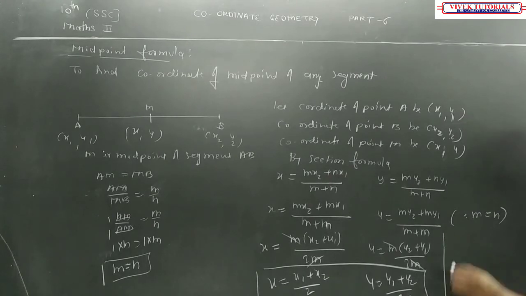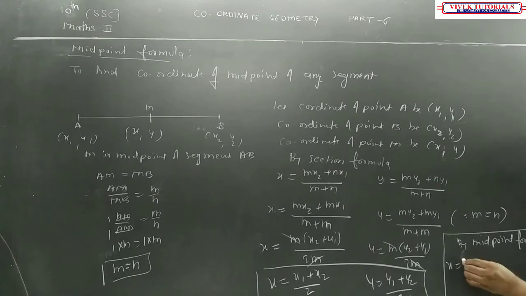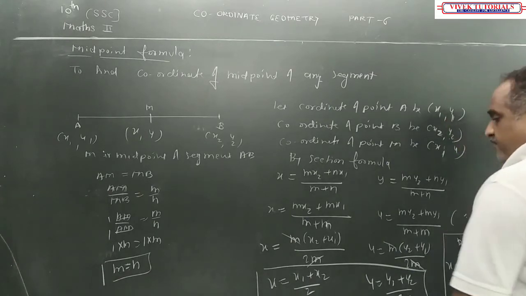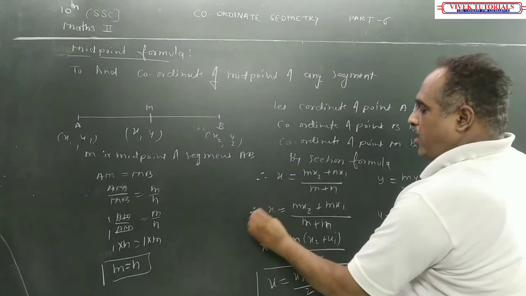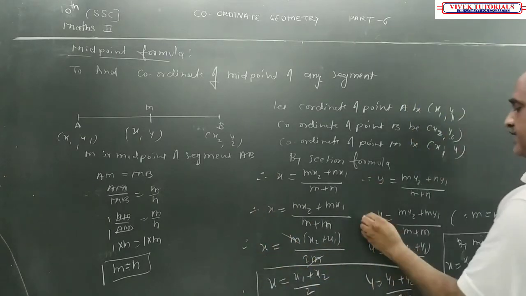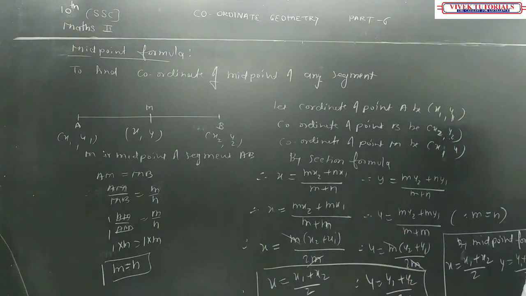So I can write in short by midpoint formula, x is equal to x1 plus x2 upon 2, or y is equal to y1 plus y2 upon 2. This is the midpoint formula. Student, it is very fantastic. बहुत easy है, खाली formulas याद रखने. But you just see that how we have derived it.